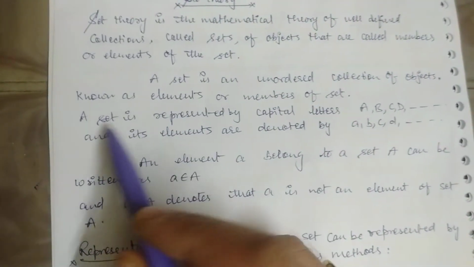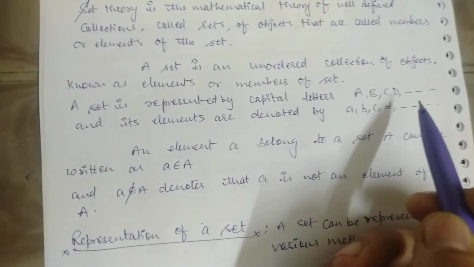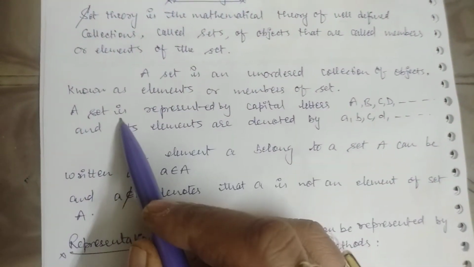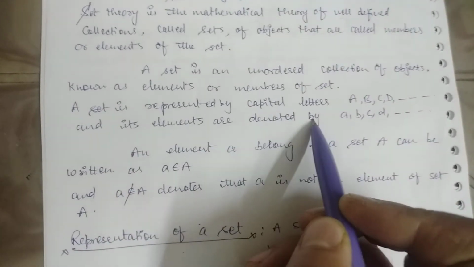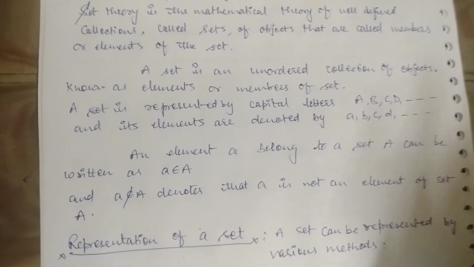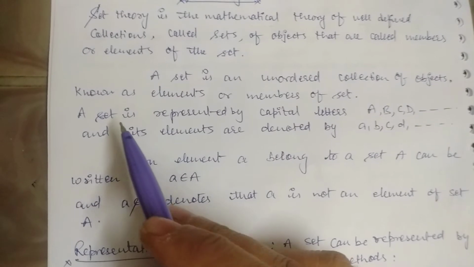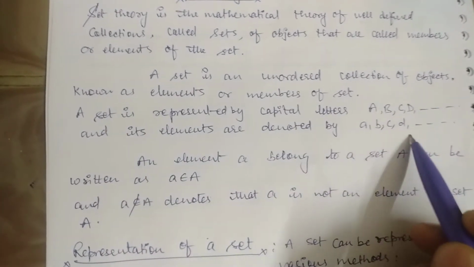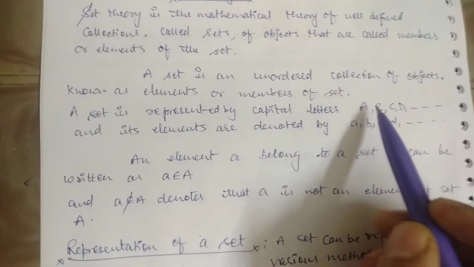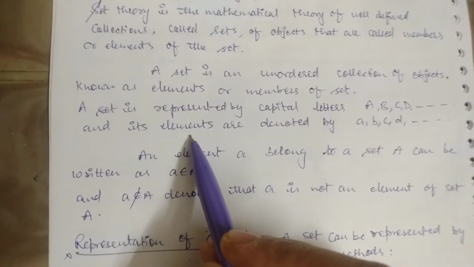Okay? A set is always represented by capital letters. Capital A, capital B, capital C, of any of the alphabet you can represent the set, but its elements are denoted by small letters, small a, small b, small c, small d, small e, and so on. Okay? In some of the books you can also find that the set is represented by small letters and its elements by capital letters, but generally we use capital letters for representing the set and small letters for representing its elements.